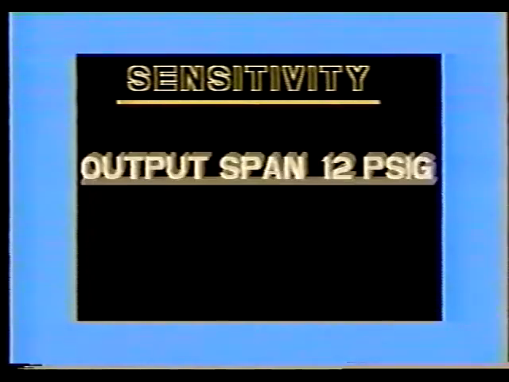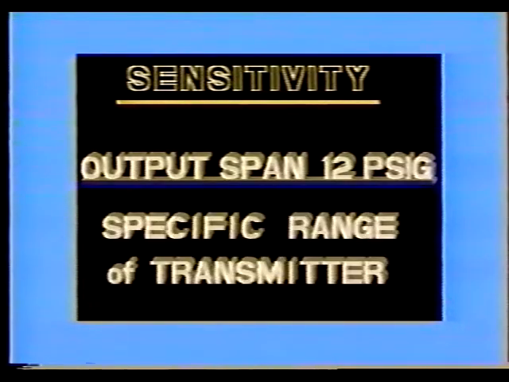Sensitivity is a term that is used to relate this ratio of engineering units to the output pressure span and is arrived at by dividing the output span of the transmitter, 12 psig, by the specific range of the transmitter. This provides the pounds change in output per engineering unit change.